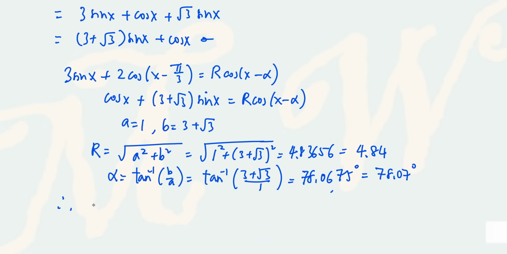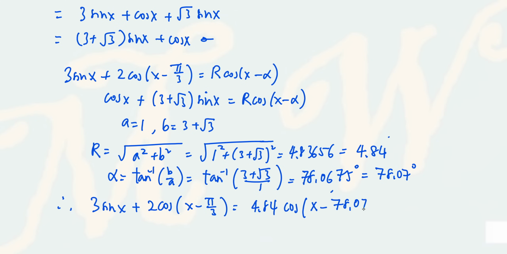Okay, so lastly, the answer, 3 sine x plus 2 cos x minus 1 over 3 pi, is going to be 4.84 cos of (x minus 78.07 degrees). So this will be the solution of the first part.